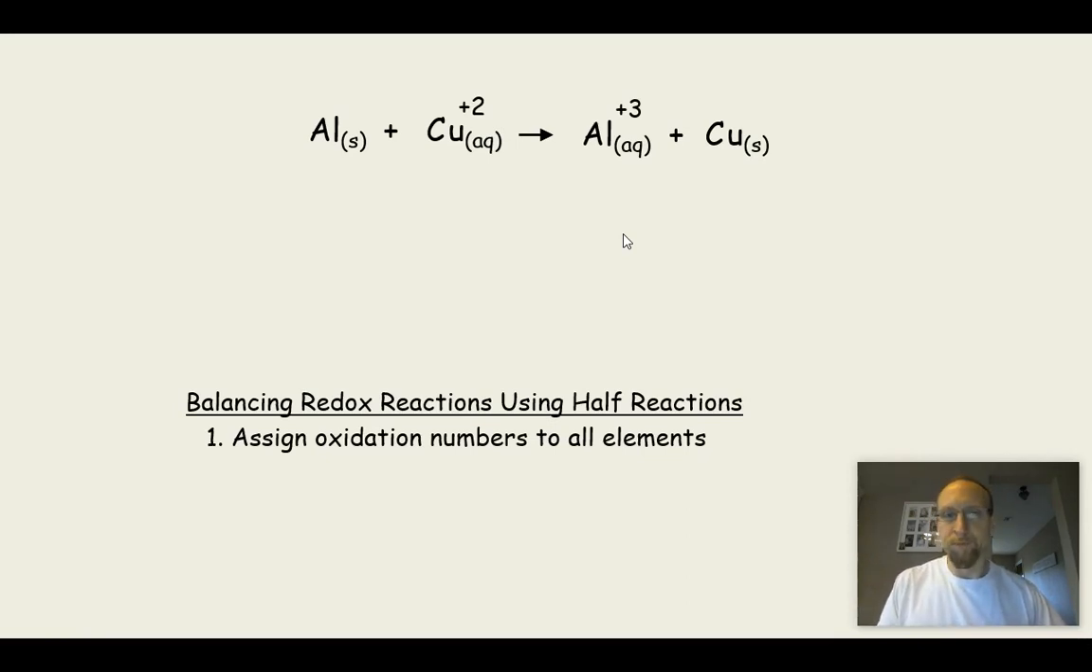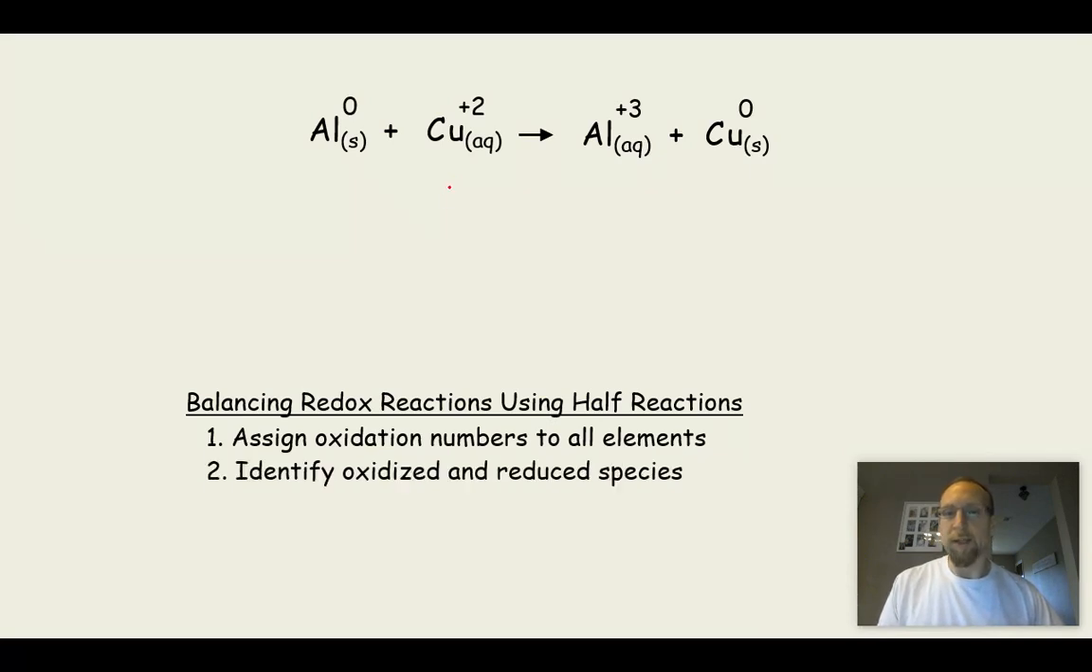So you go through and assign your oxidation numbers. Remember, give zeros to your uncombined elements right away. So aluminum and copper get zeros. And then the copper +2 and the Al +3 ions, remember, they already have their oxidation states. The charge is their oxidation state when you're dealing with ions. So that was pretty easy. We just gave zeros to the uncombined elements, and now we move on to the next step.